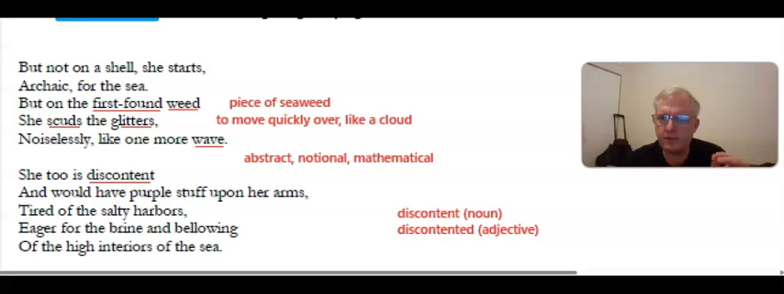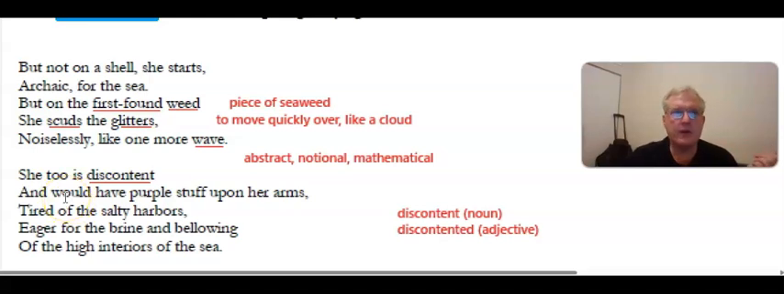Now, again, remember this is all in the present tense. This is happening now. It's a direct imaginative experience of these materials that make up the painting, and perhaps as we speak, are going in the actual act of painting to construct this nude. "Would have purple stuff upon her arms."